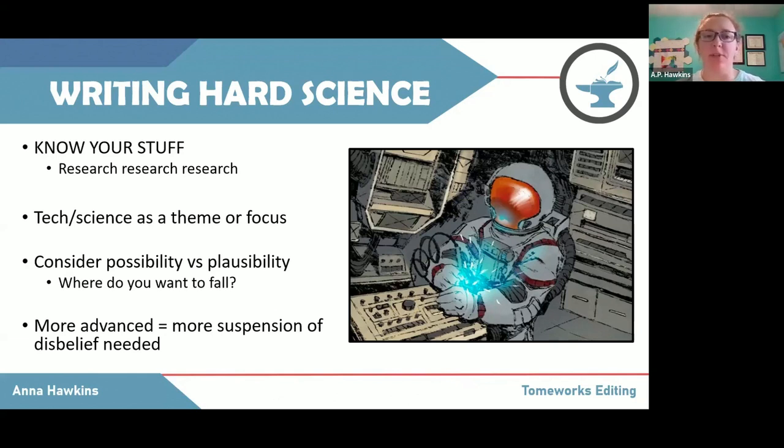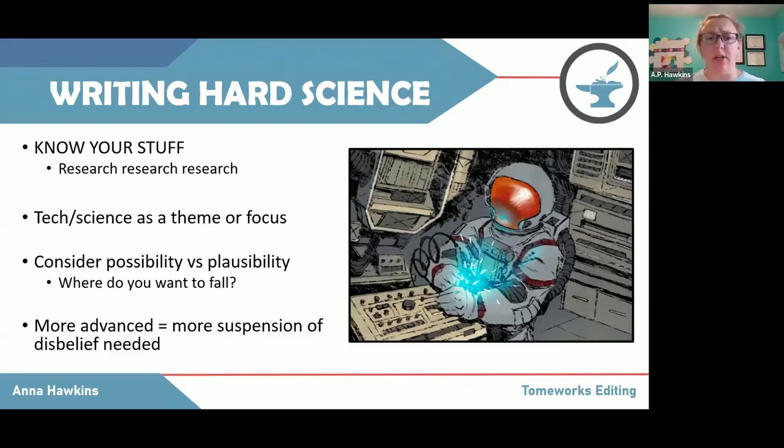And again, a lot of times these stories have the tech or the science as a central theme or a focus of the story. It's not necessary for hard science fiction, but it's a lot of times what readers expect, because they don't want the technology, the real stuff, to fade into the background. They want it to be front and center, maybe the central crux of the plot, or a central theme for the characters.